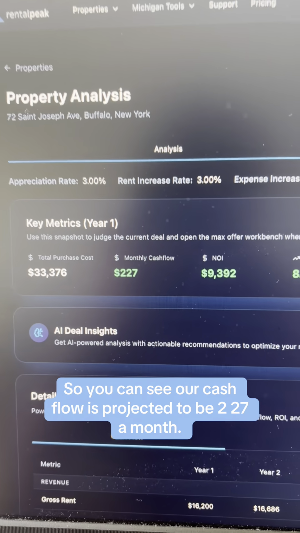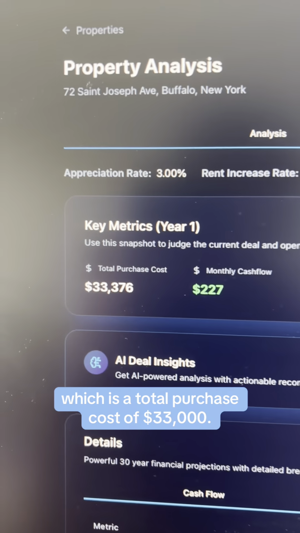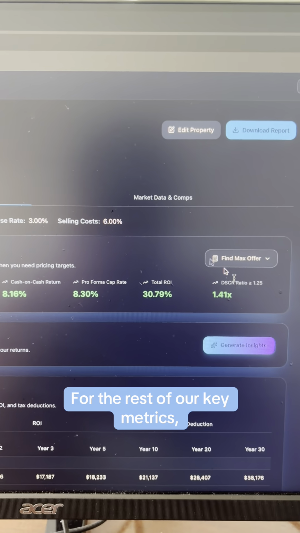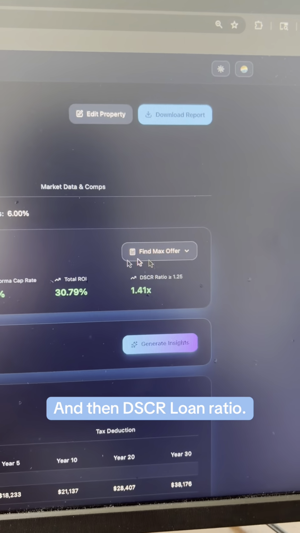So you can see our cash flow is projected to be $227 a month, and that translates to a cash on cash return of 8% on the money you put in, which is a total purchase cost of $33,000. For the rest of our key metrics, you can see our cap rate, total ROI, and I'll show you how this gets broken down in a second, and then the DSCR loan ratio.